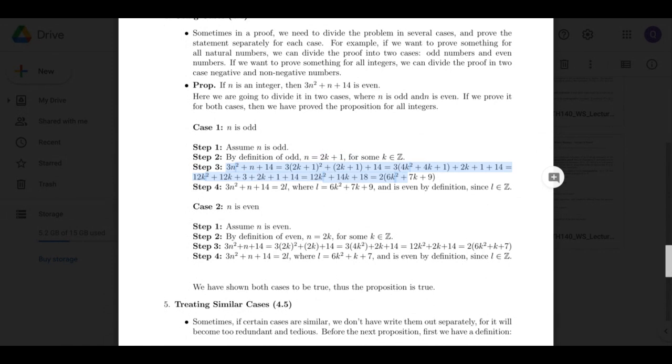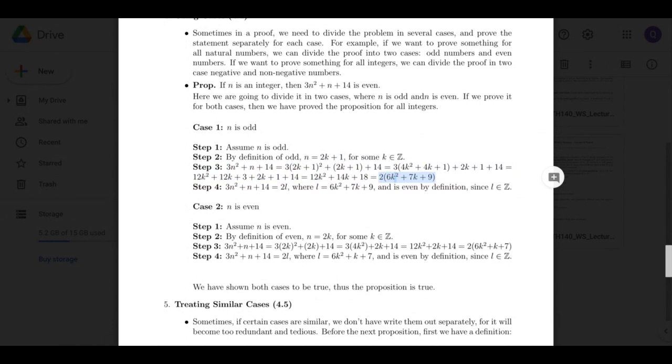We want to show the result is even. What's even? Even means we can write it as 2 multiplied by an integer. So we factor out 2. So the result can be written as 2 times something. And this something is obviously an integer, right? So that's how we prove it.